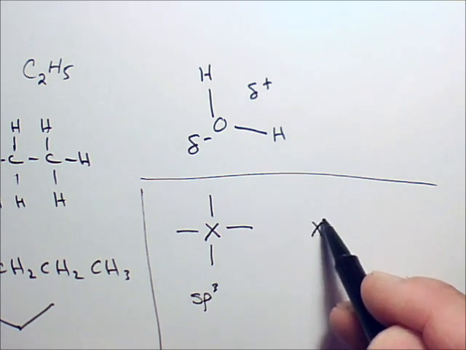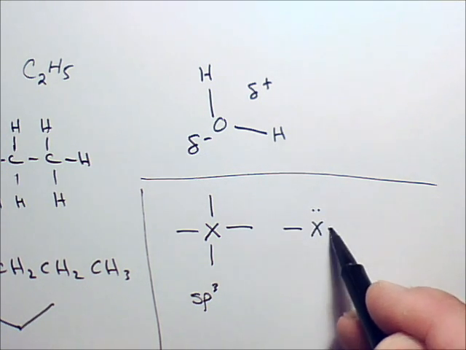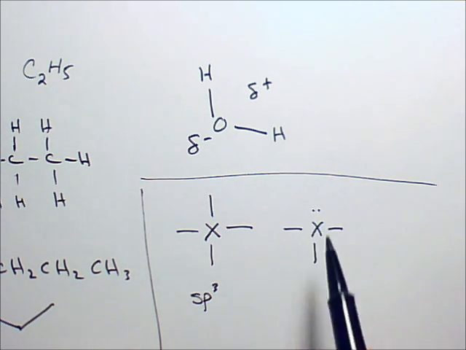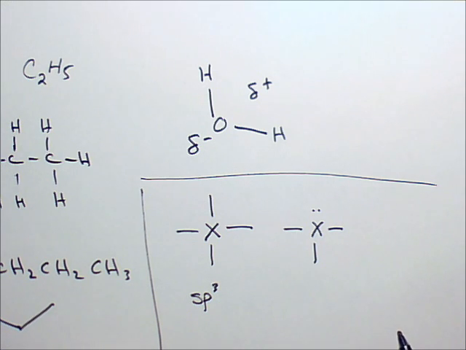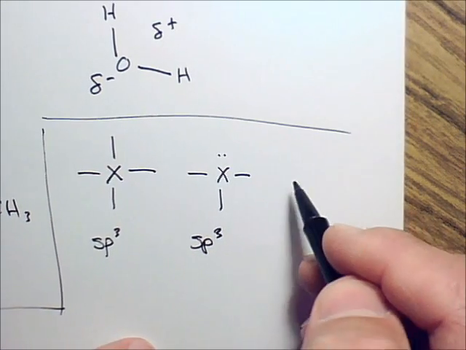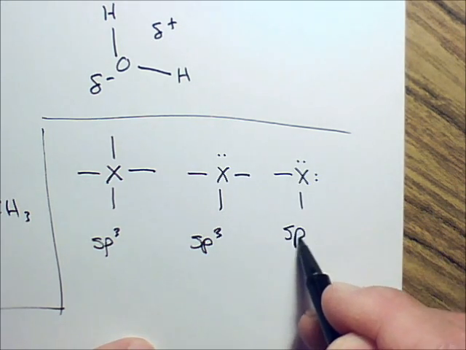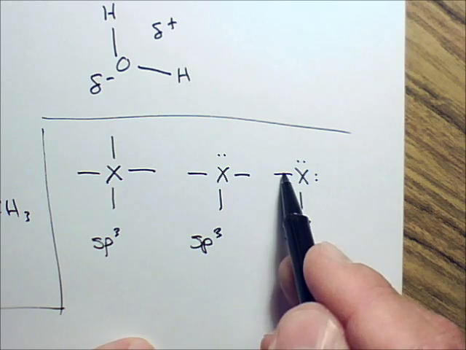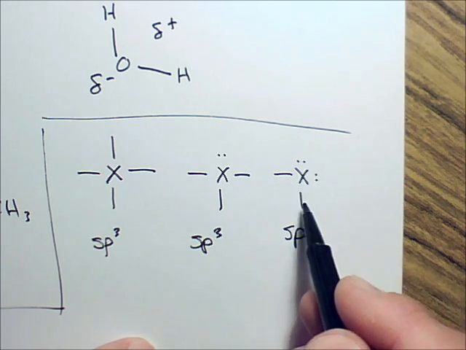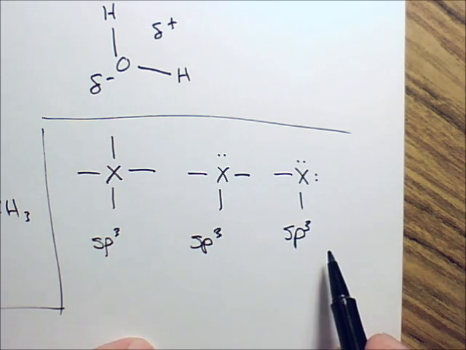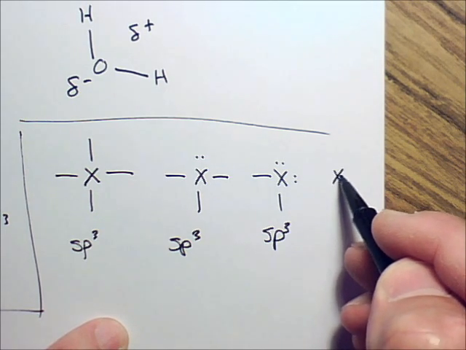But you can also have an sp3 from something like this, because lone pairs also come from hybridized orbitals. So this is also sp3. And you can have this. This is sp3, because you've got nothing but single bonds and lone pairs. Well, all those have to come from hybridized orbitals. You can also have this.